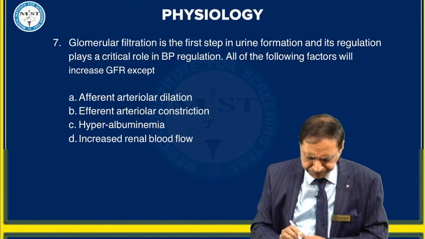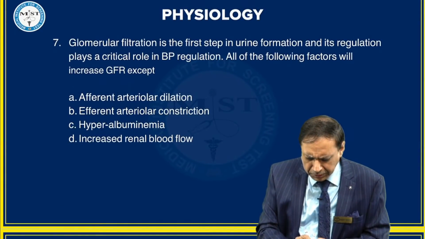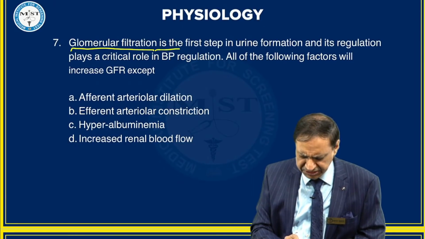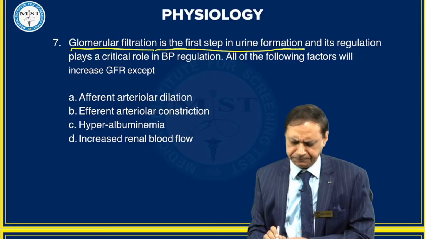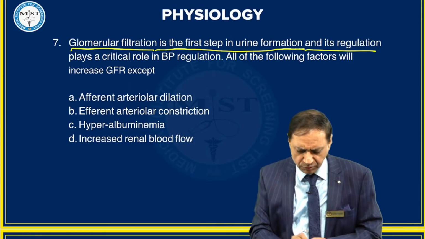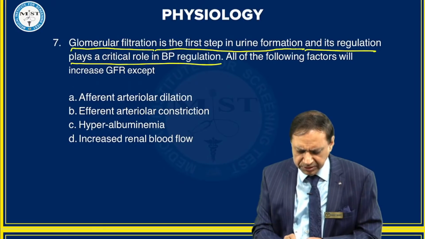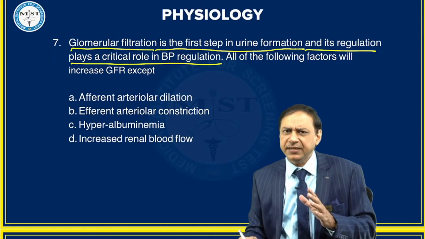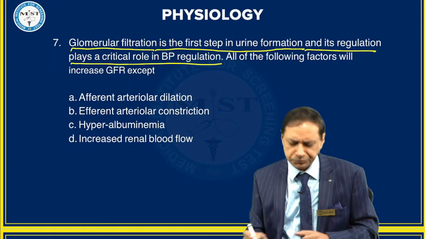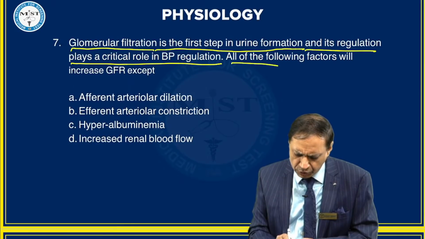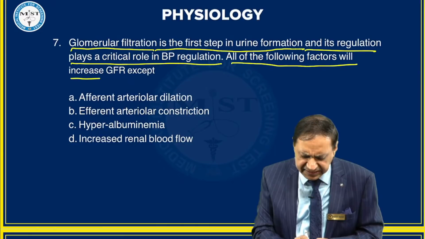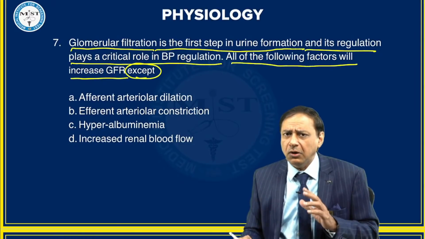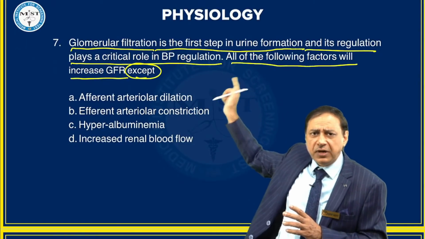See the next question. The glomerular filtration is the first step in urine formation, and its regulation plays a critical role in BP regulation. Not only does it play a critical role in urine formation, but side by side it is critical for BP regulation also. What is the question? All of the following factors will increase GFR except. Such types of questions are regularly asked.